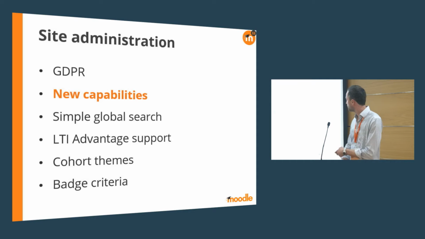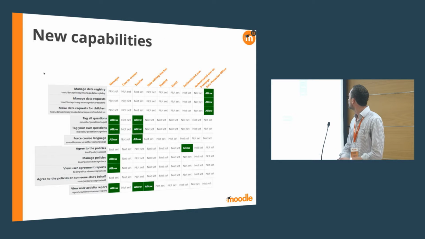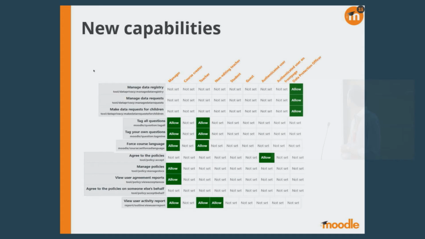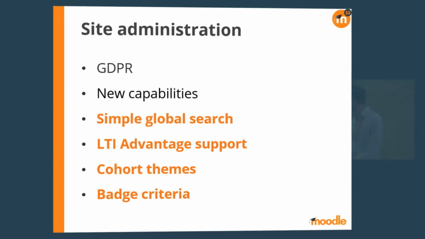The first one being some new capabilities, and I actually won't go into all of them, but I just wanted to highlight that there's a number of capabilities that are associated to GDPR around managing the data registry and data requests. So if you combine these and allow them, you can create the data protection officer role. There are also a bunch of capabilities that are related to the new policies and managing those. So quite a few of these new capabilities are related to the GDPR functions.